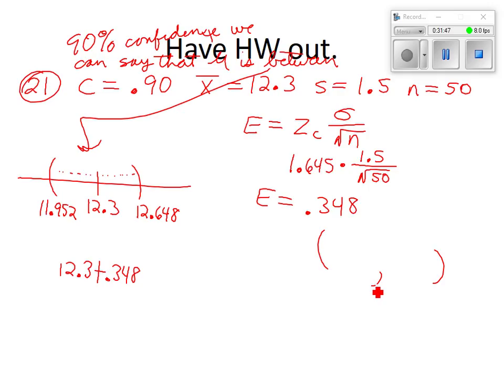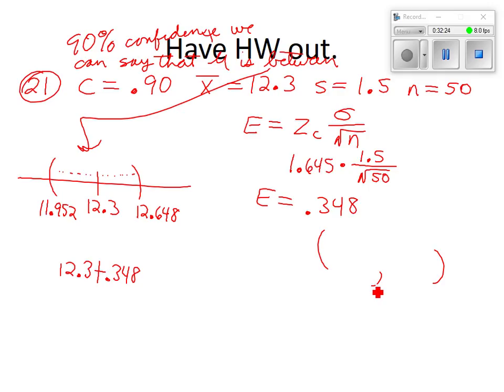Then what do we want next? Well, we don't have sigma, so what do we put in? We put in the standard deviation of the sample, 1.5. As long as we're bigger than 30, we're allowed to use S in place of sigma. Our X bar is 12.3. Our N is 50. What's our confidence level that we want? 0.90 or 0.9. Then what are you going to do after that? Calculate. Hit calculate.